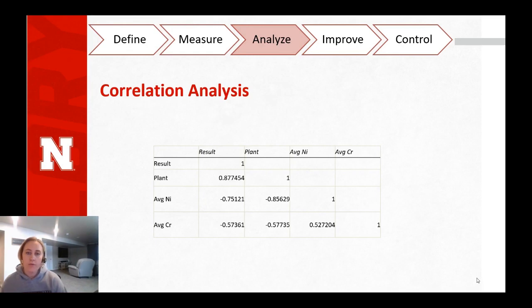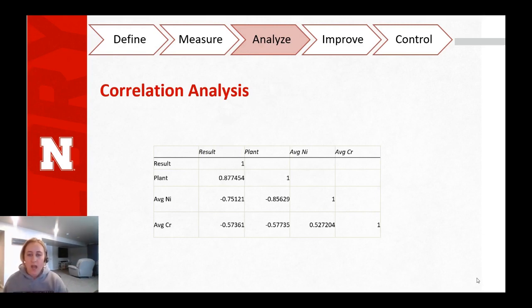The first thing of note is the result versus plant. What that is saying is at what plant it was PVD'd at and whether it had the crack showing or not. We do have a 0.877 positive correlation for the plant. What that's saying is there is a high correlation between what plant it was PVD'd at and whether we could predict the crack or not.